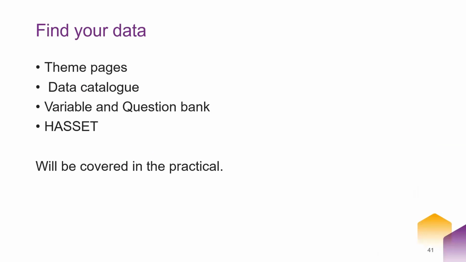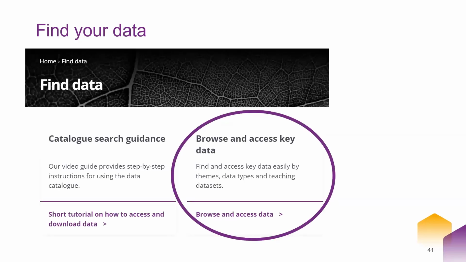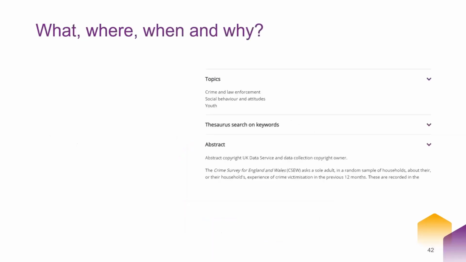So let's say you're looking for data on your key topics, and there's a few key places to start. And I know we had a question about this in the chat as well. So where I'd suggest you start is looking on our theme pages. So this lets you search data sets by themes. You can also type keywords into the data catalog. And you can use the variable and question bank, though this isn't fully up to date with all of our data sets just yet. And we also have the HASSET thesaurus, which lets you search by key concepts. And the links to these can all be found on the Find Data pages of our website, and we will have a practice in the practical as well.